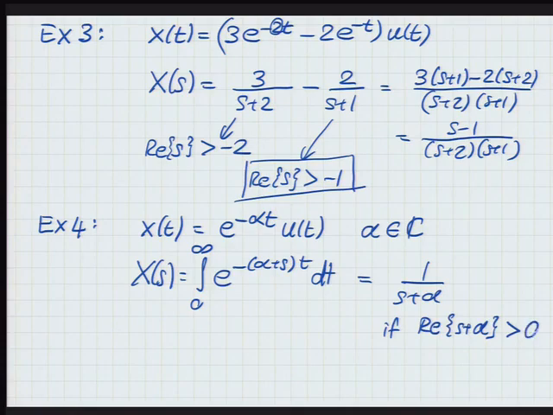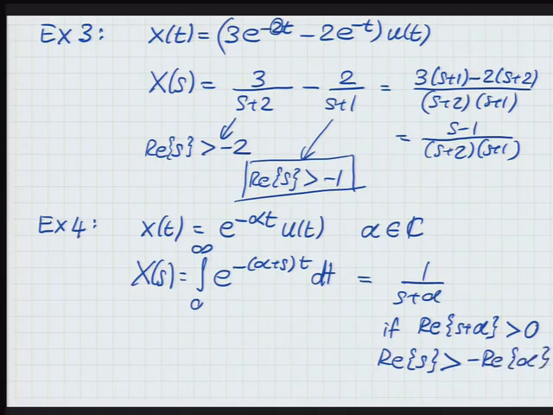is positive. So s and alpha are both complex numbers. If I add two complex numbers, the real part of the addition is the addition of the real parts, right? You can naturally separate them. So that simply means that the real part of s needs to be bigger than negative the real part of alpha.